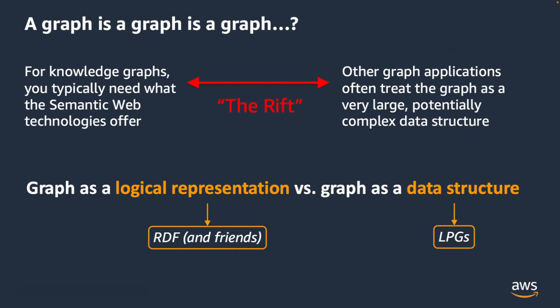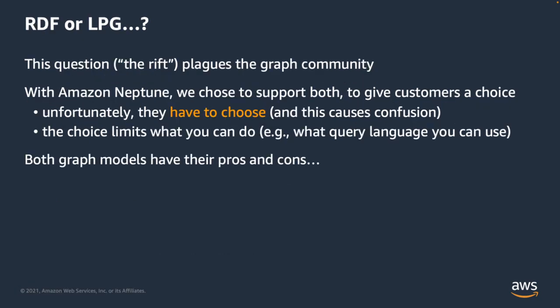But there is this rift between the two, because on the one hand, we treat the graph as a logical representation of something else. We build a representation of the world, and we're modeling the world. Whereas on the other side, it's more of a data structure in a closed system. And I think this question, which I refer to as the rift, of should I use RDF or should I use property graphs, is harmful to the entire graph community. With Neptune, we chose to support both.